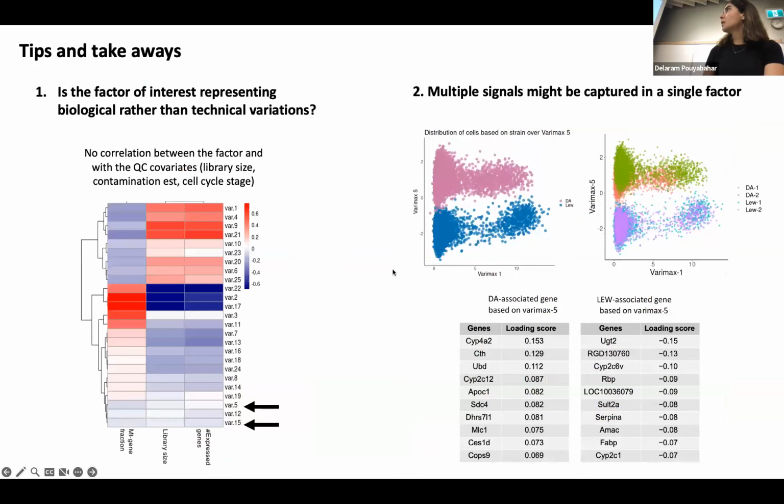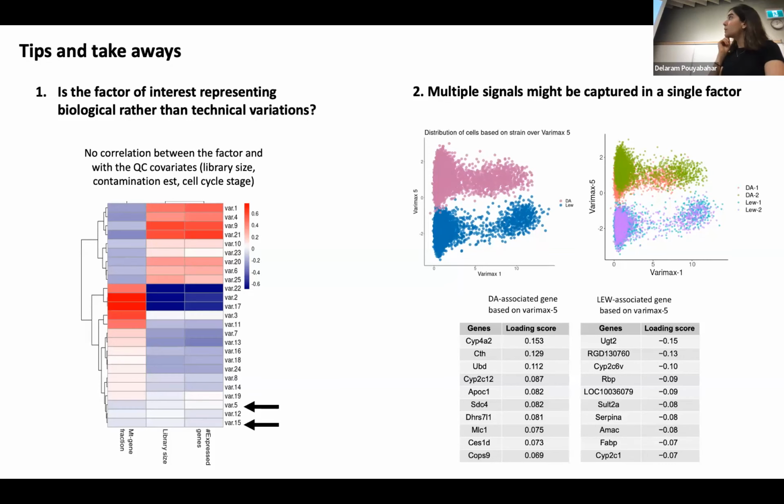Okay, so I'm going to finish with just very quick tips and takeaways. The first one is to be careful about technical and batch related signals that you get. Something useful to do when you're trying to interpret your factors is to correlate them with some of the traditional QC covariates like library size, contamination estimation, cell cycle stage, mitochondrial fraction and so on, and see if a factor is highly correlated with those, which means that it's representing technical variation rather than biological.